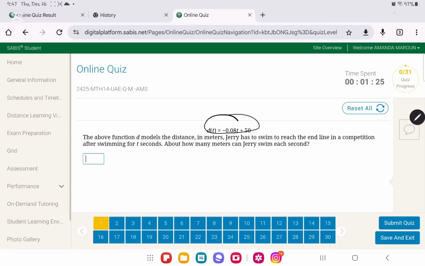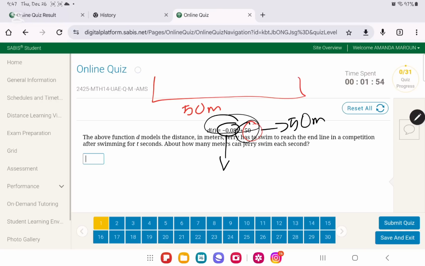So that means Jerry already swam 50 meters. So let's say Jerry already swam 50 meters. But what are they doing? They are subtracting from this 50 meters by each second that he can swim. Or in other terms, we can say that this is the pool. The total length of the pool is 50 meters. This is the start. This is the end.